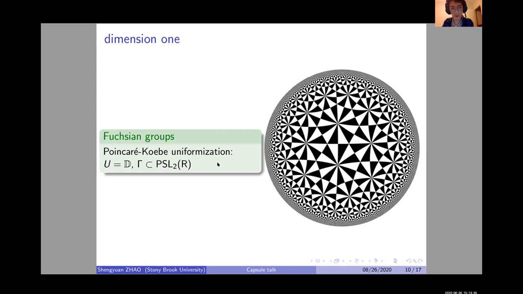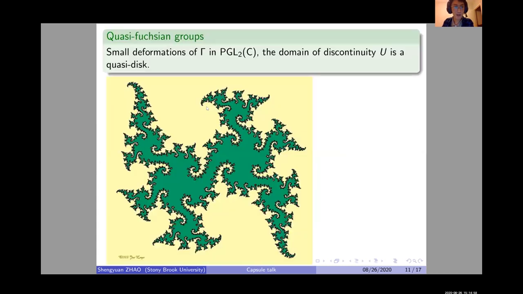And this is not the only possible uniformization. In dimension one, we can have other models by, for example, deforming the group Gamma in PGL_2(C). If we deform the group Gamma in PGL_2(C), we can get different domains with different dynamics while keeping the quotient Riemann surface isomorphic. If we deform Gamma a little bit, we get a quasi-Fuchsian group. The domain that it preserves is no longer the unit disk, but a topological disk with a complicated boundary. And the action of this group on the complex projective line is not conjugate to the action of a Fuchsian group. So the quotient Riemann surface can be the same, but the models for the uniformization are different.